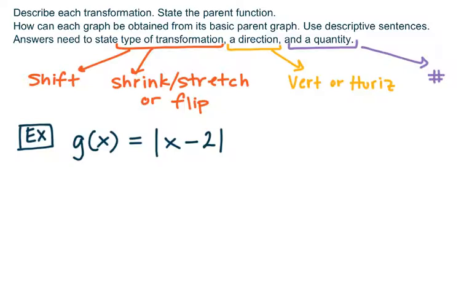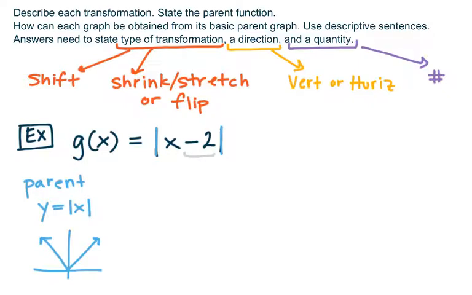For our second example, we have our given function g of x is the absolute value of x minus 2. So in this situation, when we think about what the parent graph would be, we see those absolute value bars. And the most basic absolute value function is y equals the absolute value of x, which is shaped like a V. All right, so there's my parent graph. Now we have this additional value, this minus 2 here. So how does that change the parent graph into this new graph? What is the transformation that occurs?